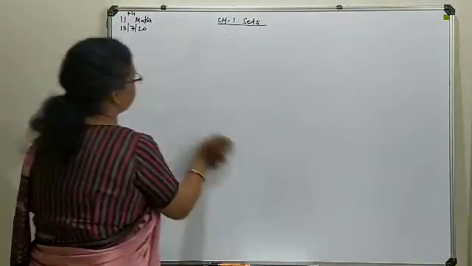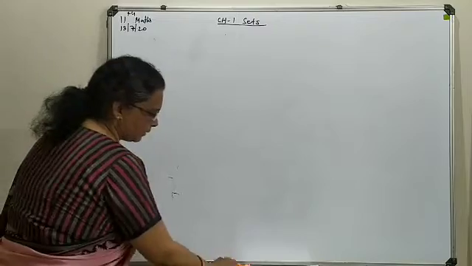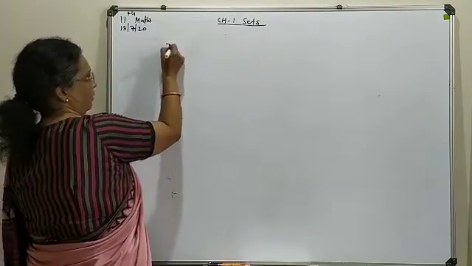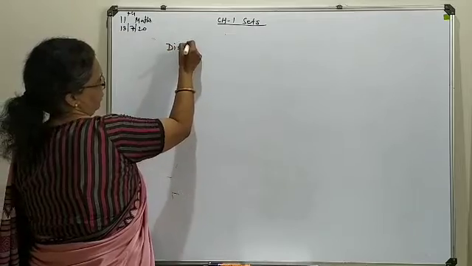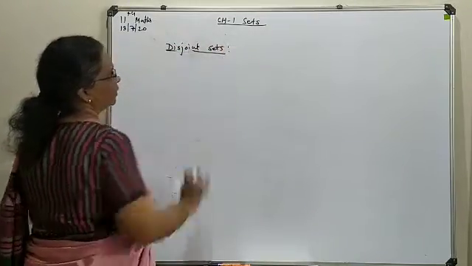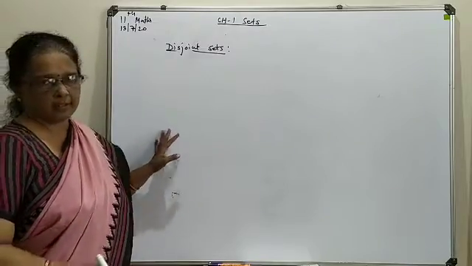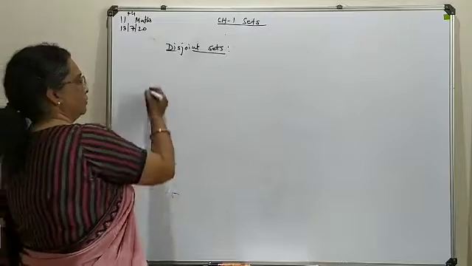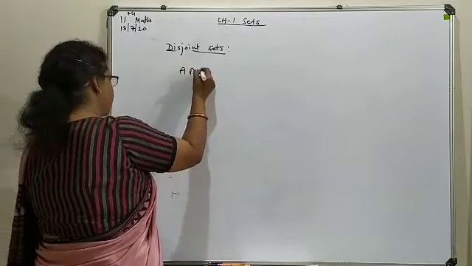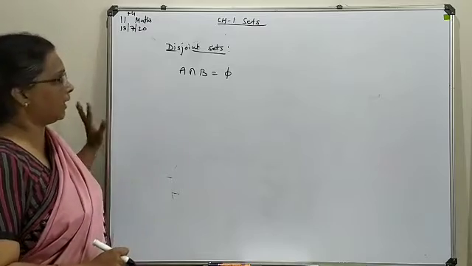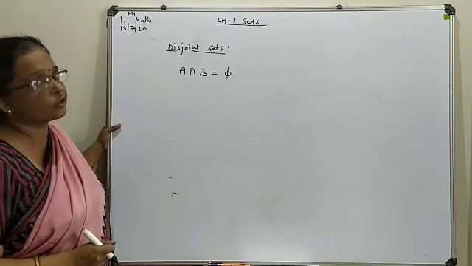Now the next point we are going to discuss is disjoint sets. Disjoint sets means that if two sets are defined and A intersection B is a null set, then A and B are considered disjoint sets.